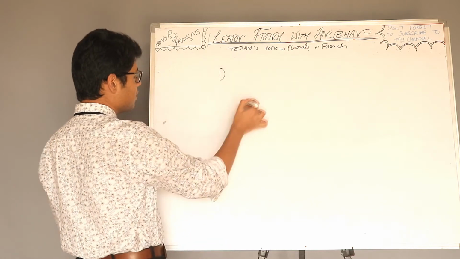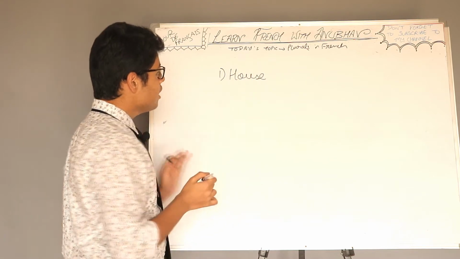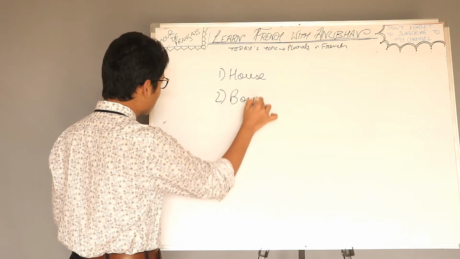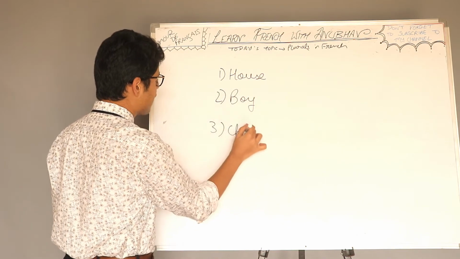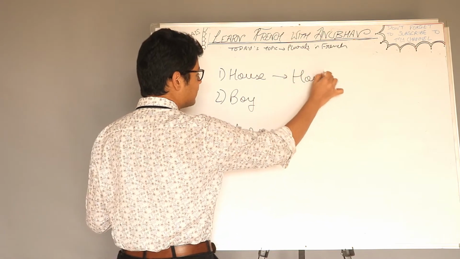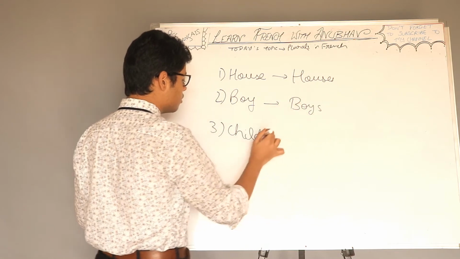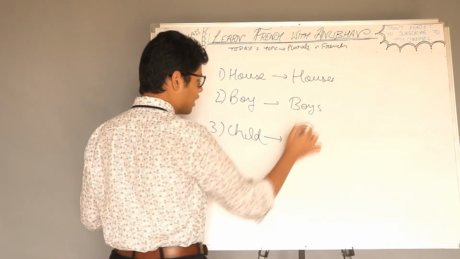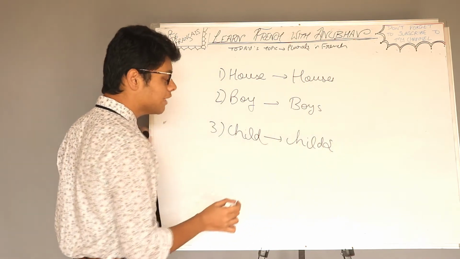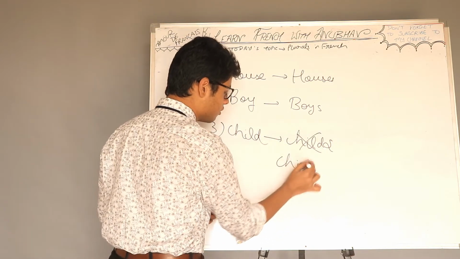So, for example, we take up the word house. Second, we take boy, and third, we take child. House, how to form the plural? Houses. Boy, boys. Child, is it the same rule which we use for the first two words? No, it's not childs, it's wrong. It's children.